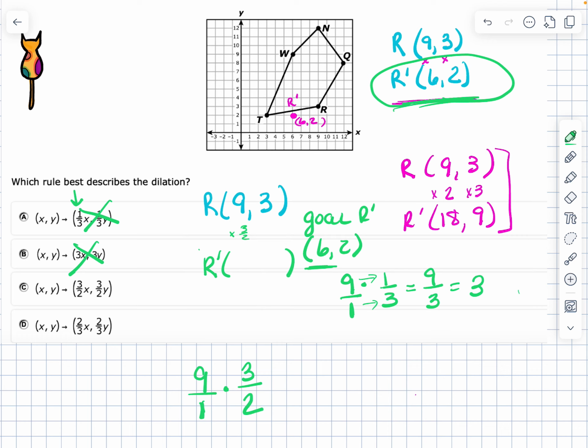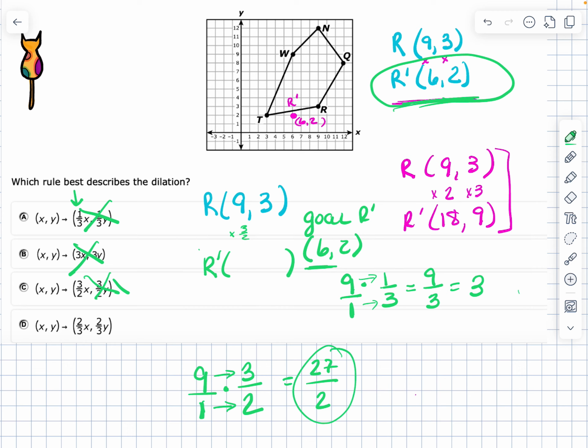Multiplying is the easy one, but adding is a little more difficult. With multiplying, you just multiply straight across. So 3 times 9 is 27, and 1 times 2 is 2. 27 over 2. Well, that's not it, right? That number does not equal 6. So this can't be it.